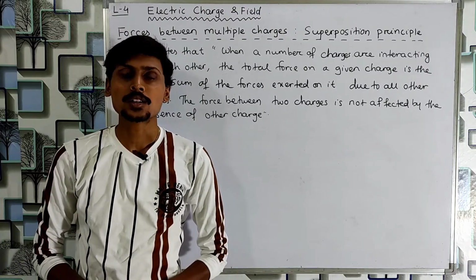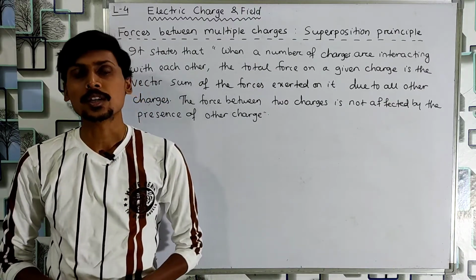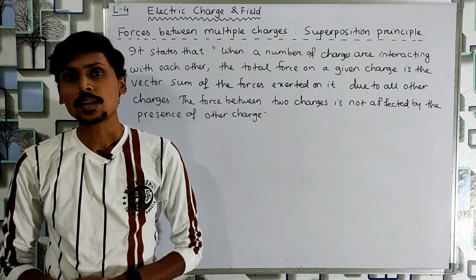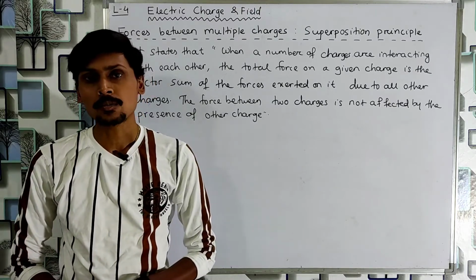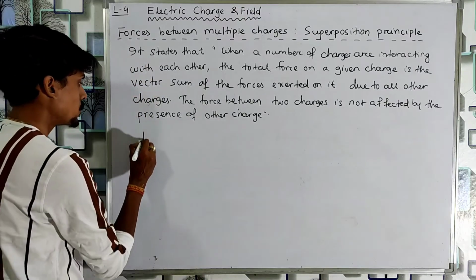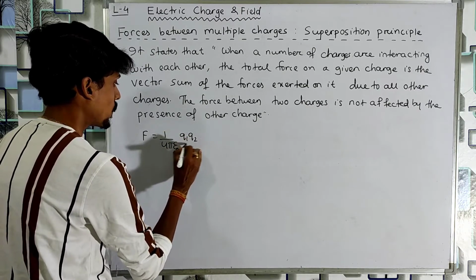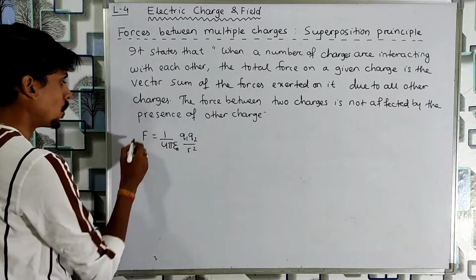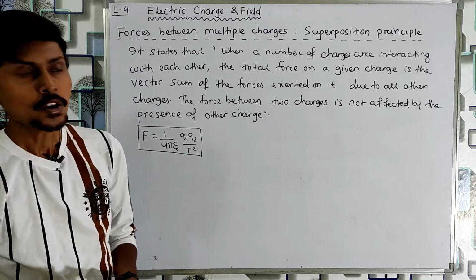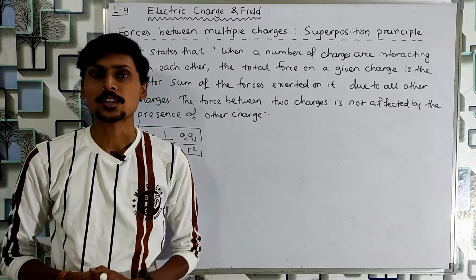In the previous class, we had discussed Coulomb's law, which helps us to calculate the electrostatic force between two point charges. If we have two charges Q1 and Q2 separated by a distance r in vacuum, then the electrostatic force between the two charges is given by F is equal to 1 by 4 pi epsilon naught Q1 Q2 divided by r square, and epsilon naught is known as the electrical permittivity of free space or vacuum. So using this formula we can easily calculate the electrostatic force between two point charges.